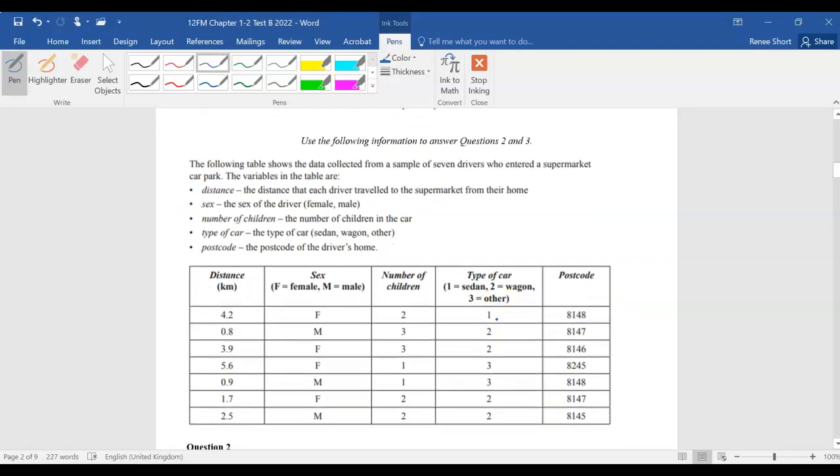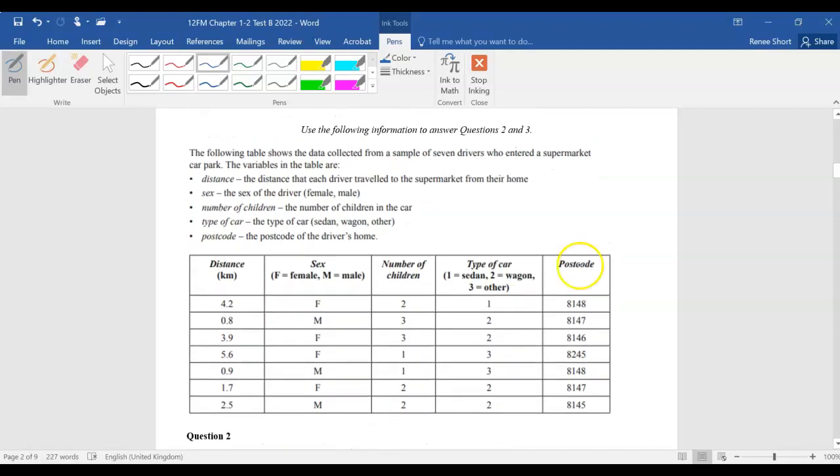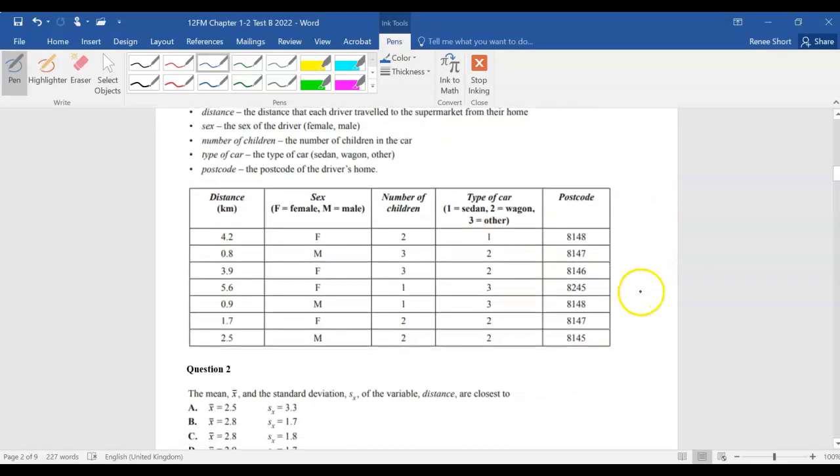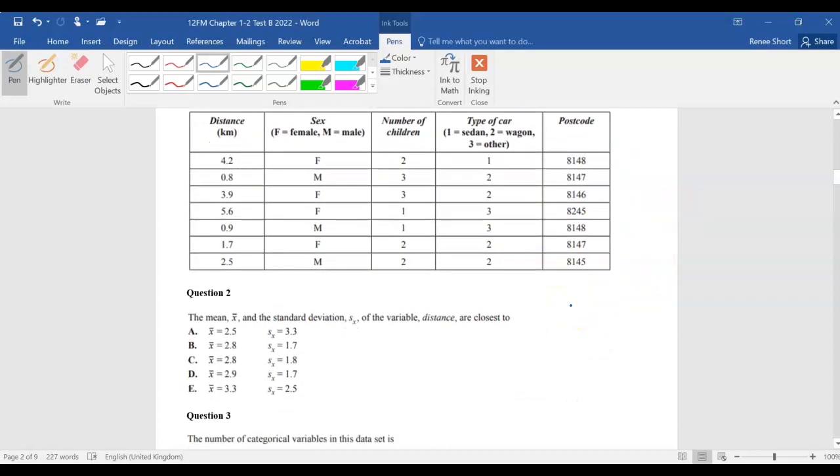Questions 2 and 3 then relate to this example here, and it's got they've interviewed 7 drivers that have entered a supermarket car park, and then it's got 5 variables which are our bold headings of the table. So the variables are distance, sex, number of children, type of car, and then postcode. And to start with, it wants us to find the mean and the standard deviation of the variable distance.